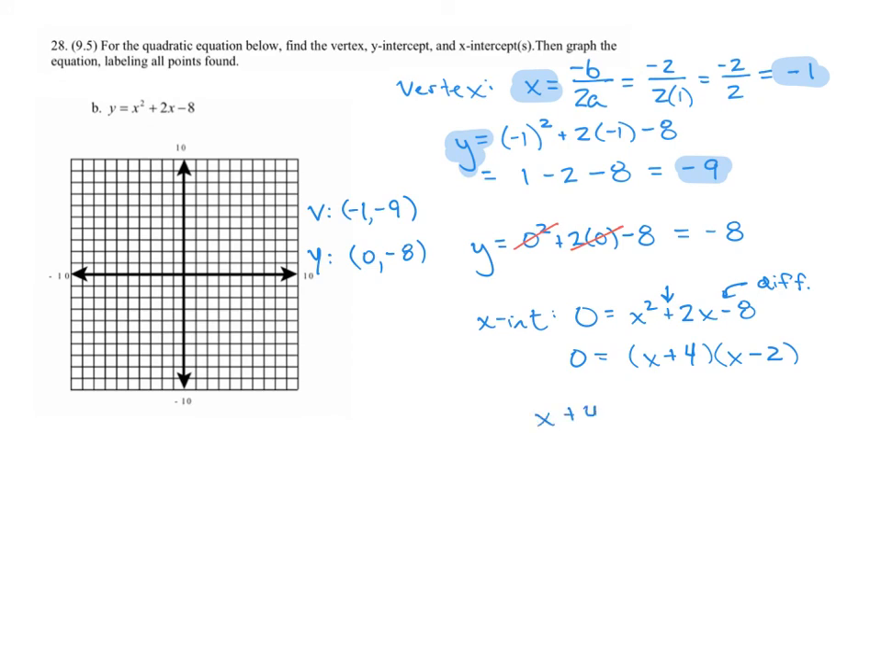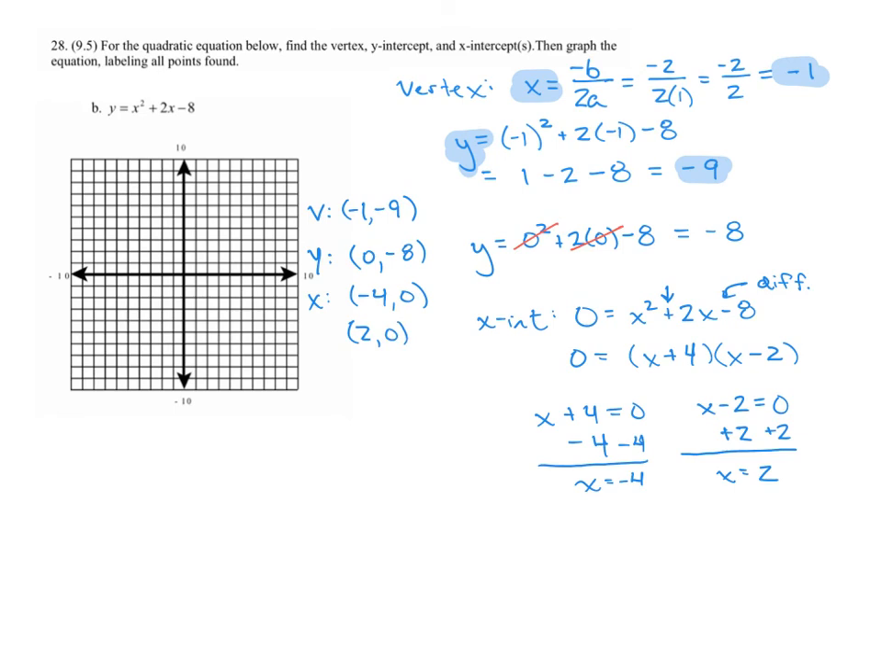If we set each one of these factors equal to 0 and solve, we get, subtract 4 on the first one, x equals negative 4. Add 2 on the second one, we get x equals 2. So my x-intercepts are going to be negative 4, comma, 0, and 2, comma, 0.